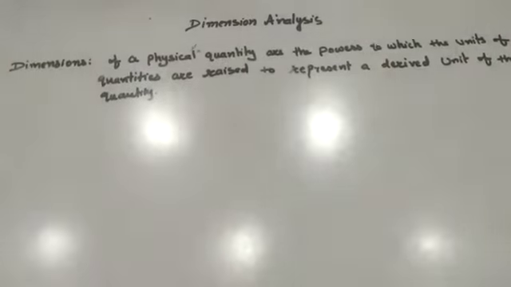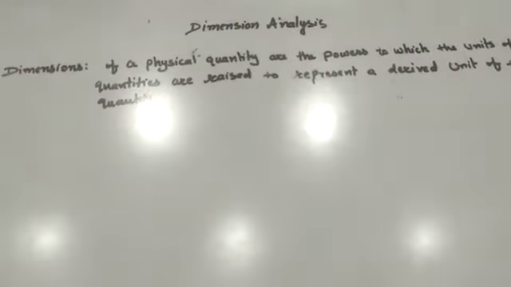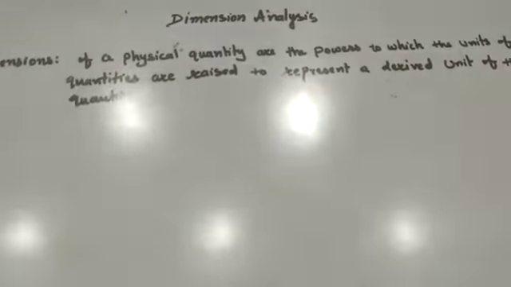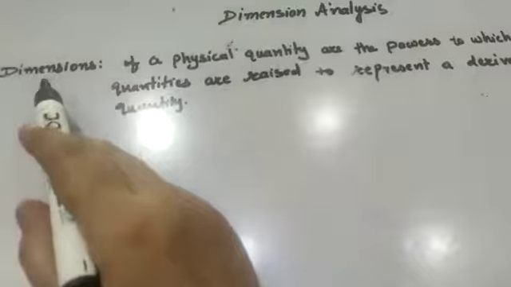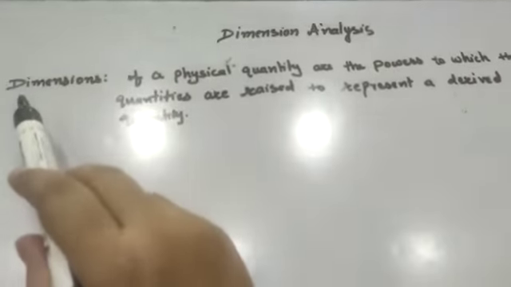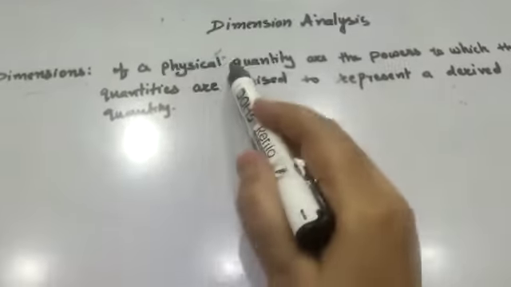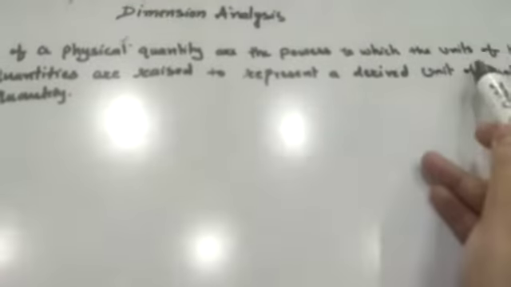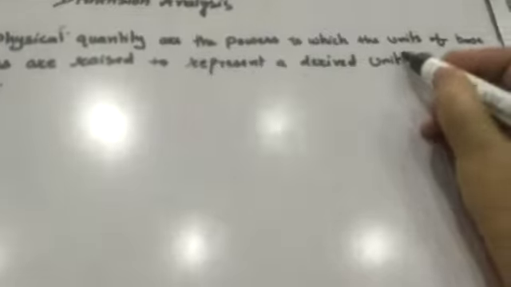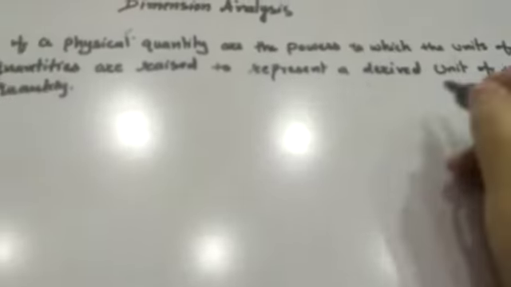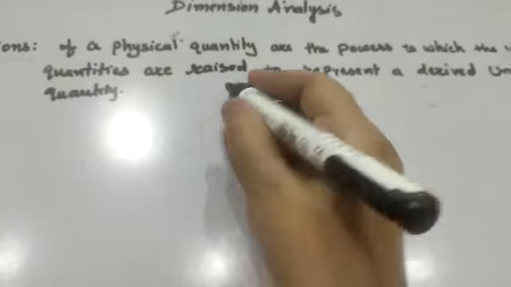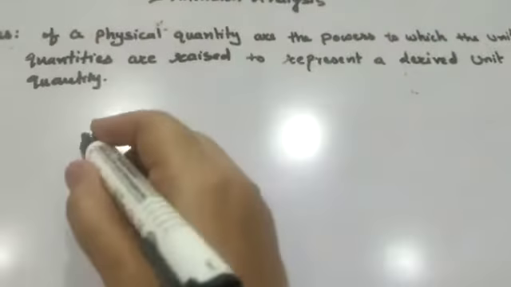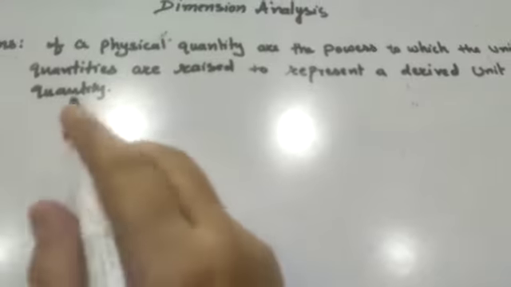Students, today we are going to start our next chapter, which is dimension analysis. Before starting, we must know what a dimension is. The definition I have written is: dimensions of a physical quantity are the powers to which the units of base quantities are raised to represent the derived unit of that physical quantity, right?